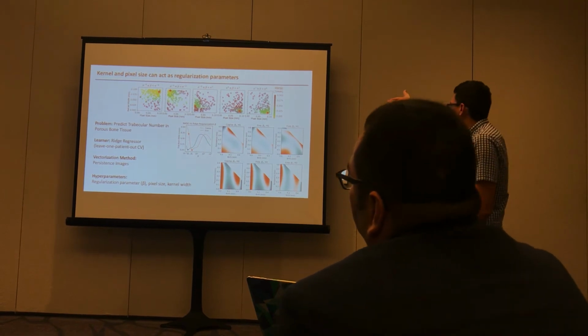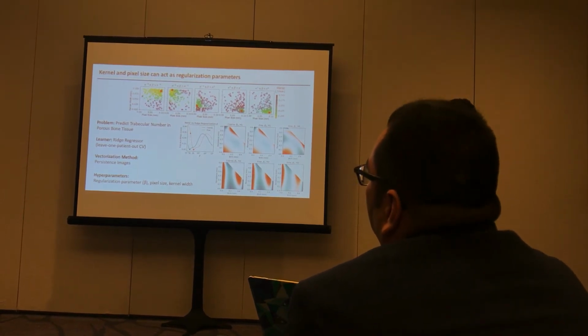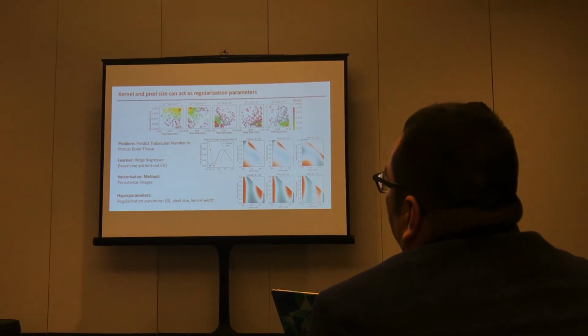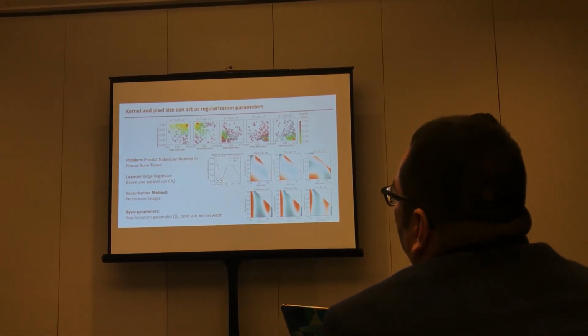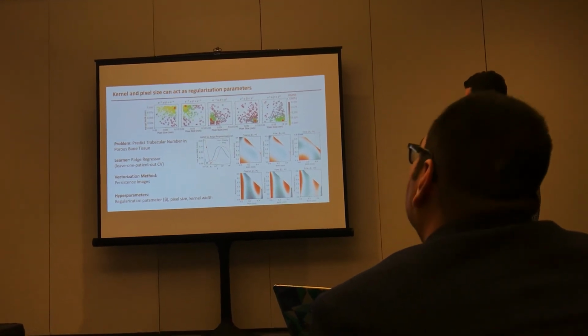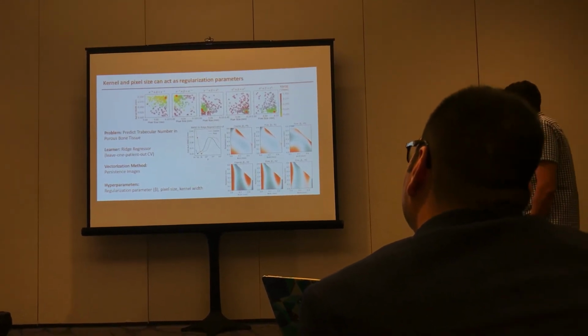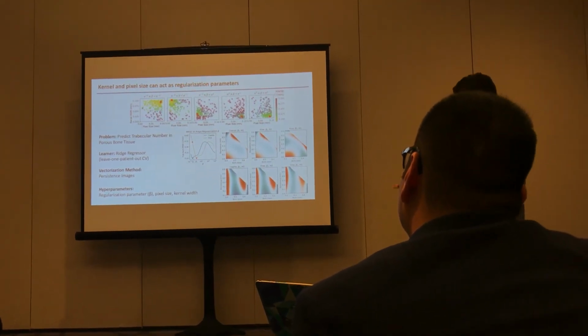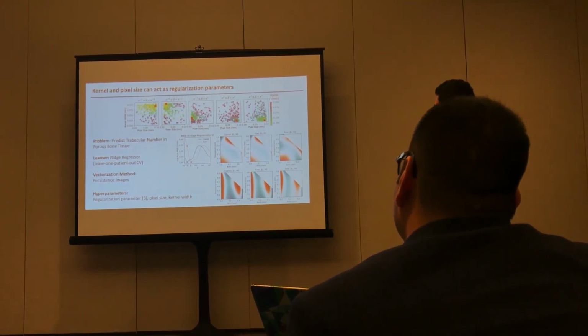So the same kind of conclusion is drawn from these figures, right? This is now for ridge regression, where our measure of model performance is leave one patient out cross validation. So we train on a set of patients and then we test on the patient that it's never seen before.